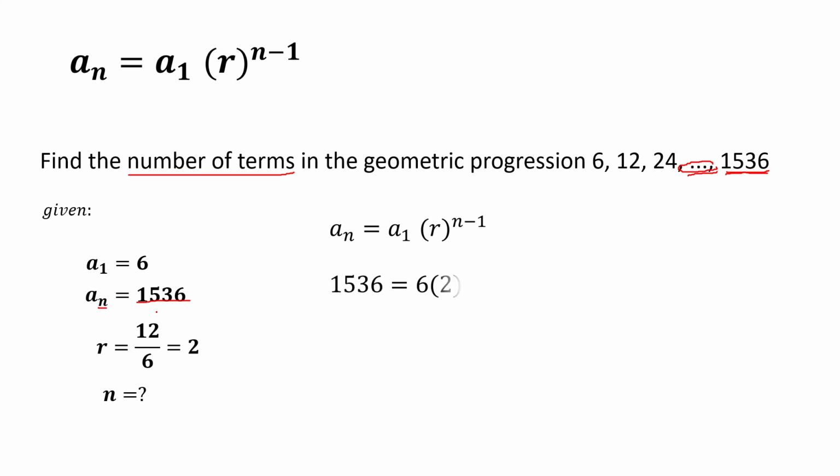So, use the formula, substitute the given. So, A sub n, ito yung last term, which is 1,536. First term, the ratio, n minus 1. So, in this case, ang gagawin natin, dapat yung matira dito sa right side is ito, si 2 raised to the power n minus 1. Kasi kailangan natin isolve si n. So, we will divide both sides by 6. Okay? So, 1,536 divided by 6 is equal to 256, and 6 divided by 6 is 1. Kaya ang matitira is 2 raised to n minus 1.